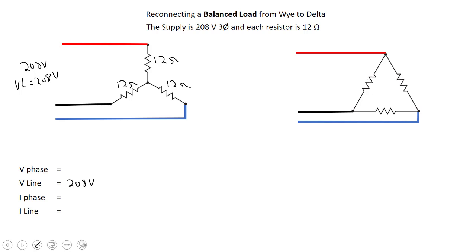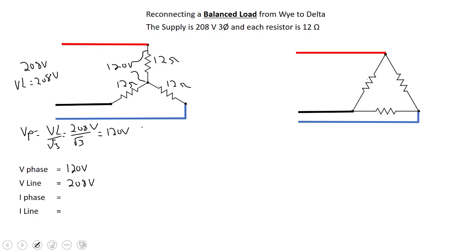So what we can do next is determine the phase voltage. V phase would be equal to V line divided by root 3. So that's 208 volts divided by the root of 3. That should come to approximately 120 volts. So I can put that there. That means each resistance would see a volt drop across it of 120 volts.